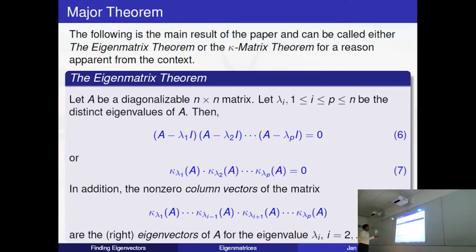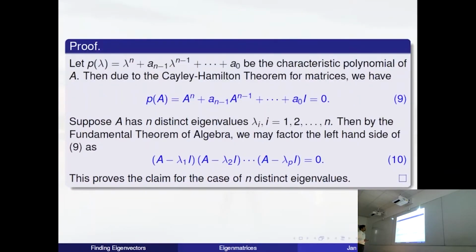Because you know that these products are commutative, you can bring it in front and multiply everything else. That product's going to give you that, and it does not really matter what order you multiply in, because these are commutative, and any non-zero column of that is an eigenvector for lambda i. So it works very well, and it's not that difficult to prove. We can prove this using what we call the Cayley-Hamilton theorem, which is the major tool behind this work.